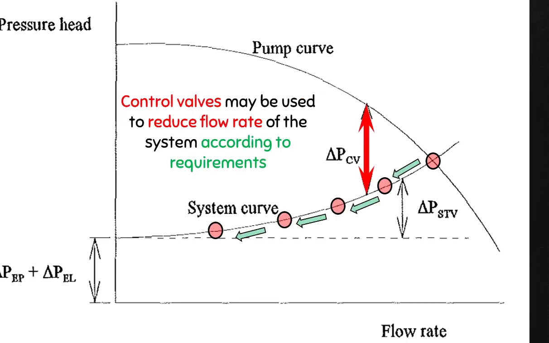As the control valve closes to restrict the flow, the operation point moves down the system curve according to what is required. This is achieved by adding to the mechanical energy balance this additional pressure drop across the control valve, as shown by the red arrows.